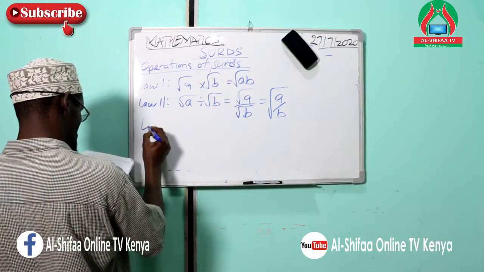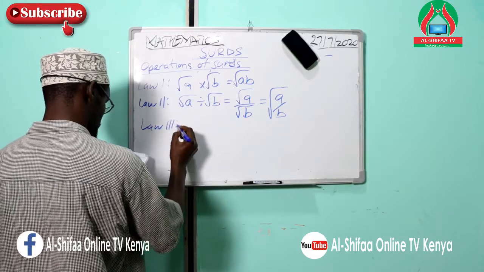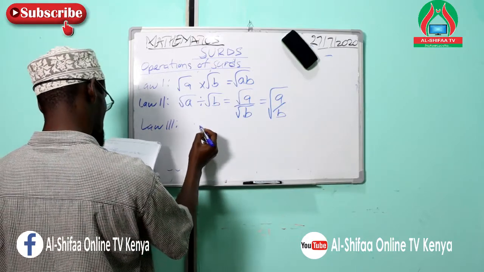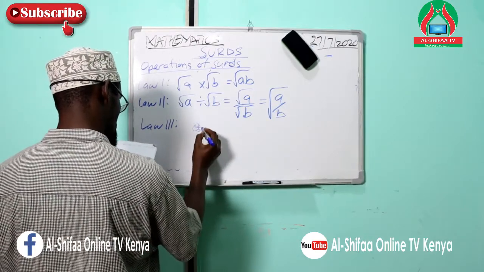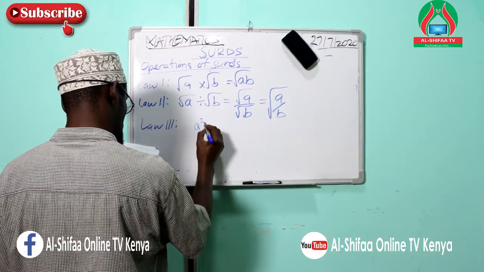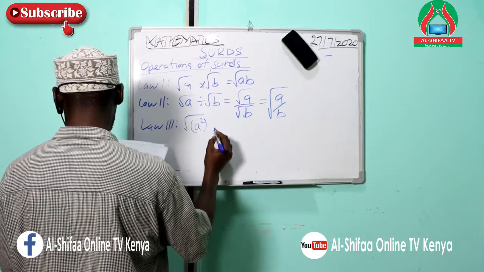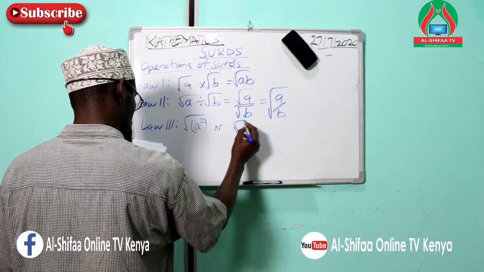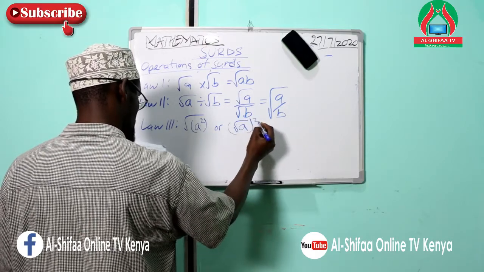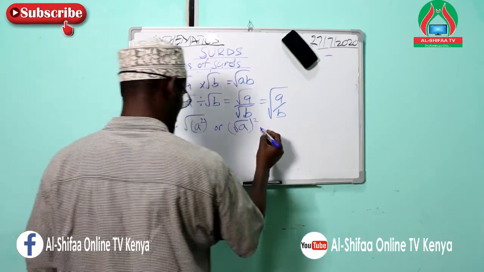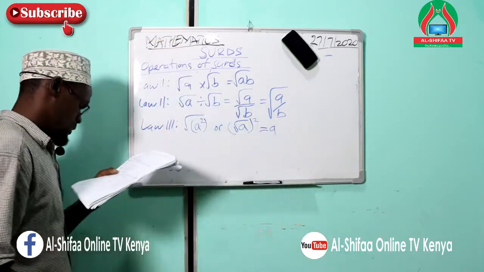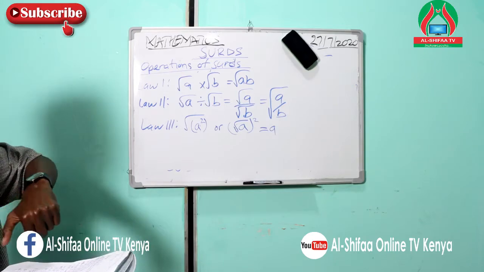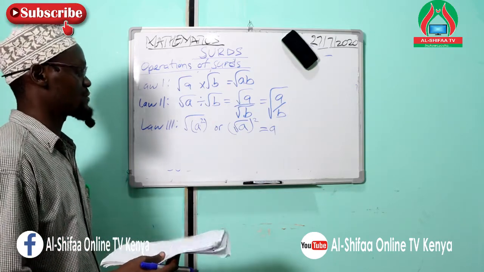Then thirdly, we have that root A squared, or root A squared, is equal to A. Okay, these are the three laws which will enable us to do the multiplication and division of surds.